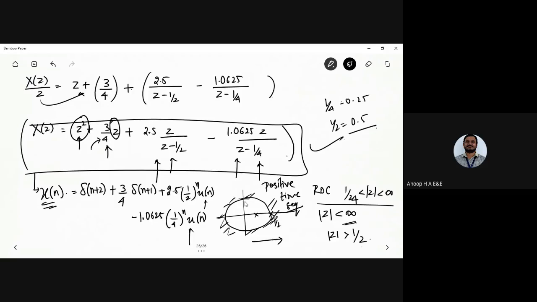I have changed the ROC for your understanding. So I have changed it from 1 by 2 to 1 by 4. Okay, so mod z, let me change here also. It is less than infinity. Okay, so now, can you let me know? Think and answer.